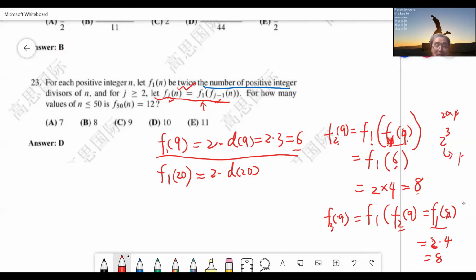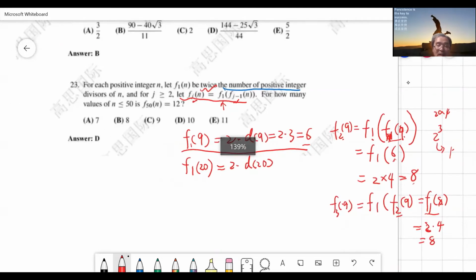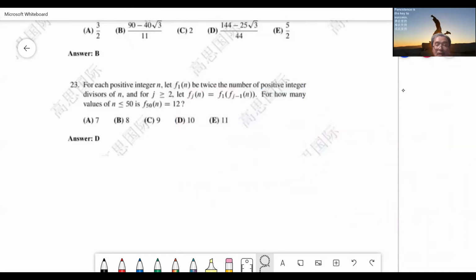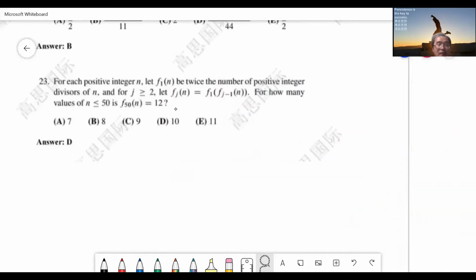All right, so at this moment we all know how to find the number of divisors, and how to calculate the f function. So now look at the question. The question is: how many values of n smaller than or equal to 50 satisfy f50(n) equal to 12? Okay, so that is our question.